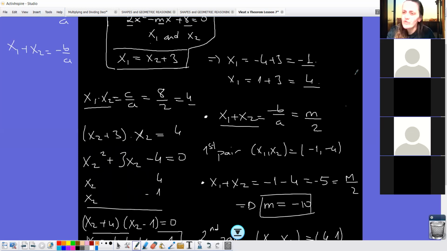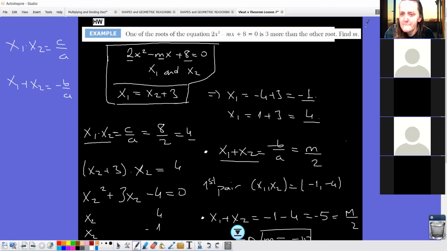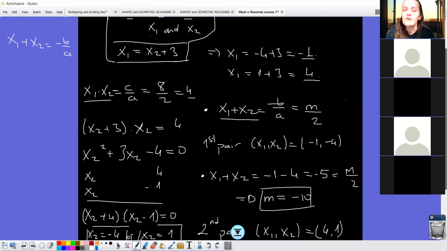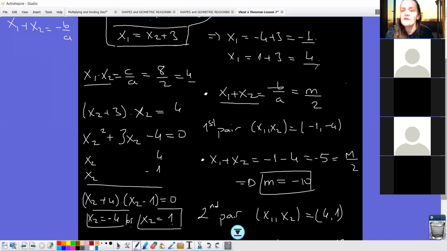But our question is to find m. So I know again from Vieta's theorem that x1 plus x2 will give me -b over a. And our b here is the m that we are looking for. When I write the information into Vieta's theorem, I will get that x1 plus x2 is equal to m over 2. It's okay this one?